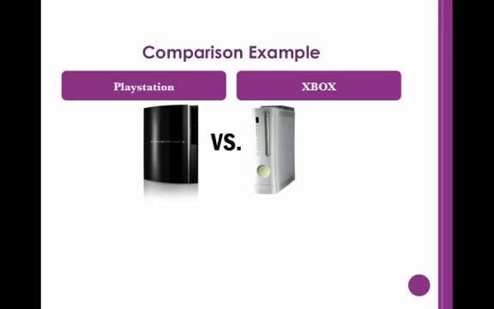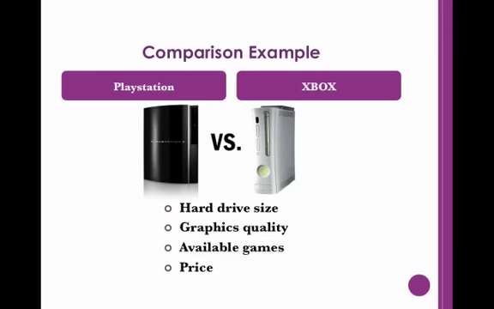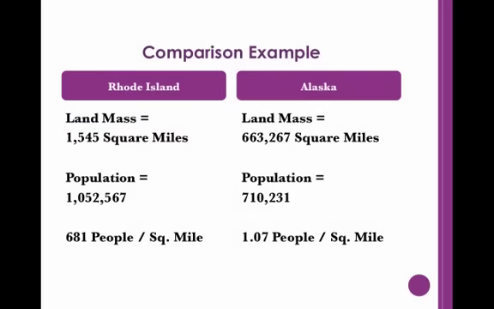One way to use comparisons is by putting two actual objects, ideas, or entities side by side and examining the differences. For a speech about how to select a gaming system, a speaker could compare the Xbox and the PlayStation by looking at the hard drive sizes, the quality of graphics, the number of games available, and the price of each one. In a speech on population density, a speaker could compare the population and landmass of Rhode Island with the population and landmass of Alaska.